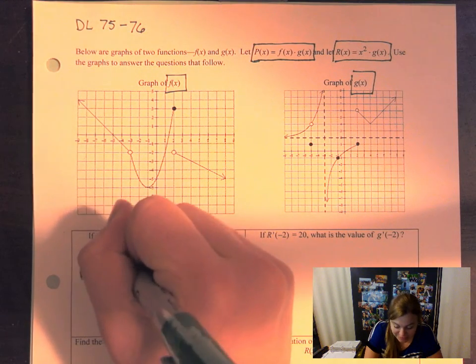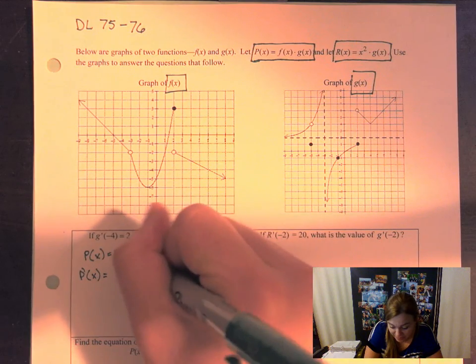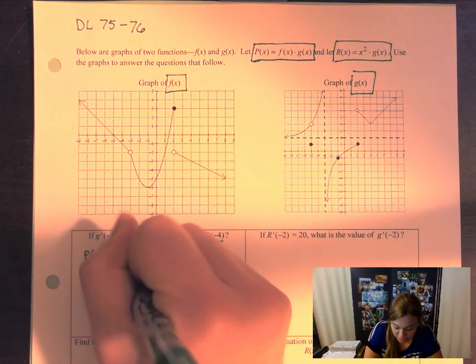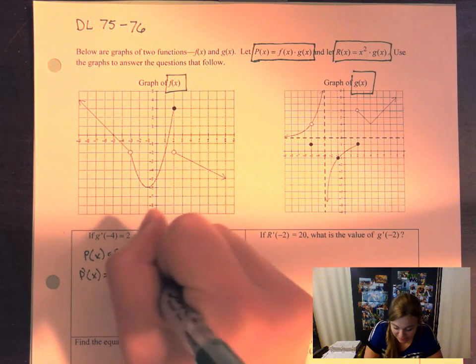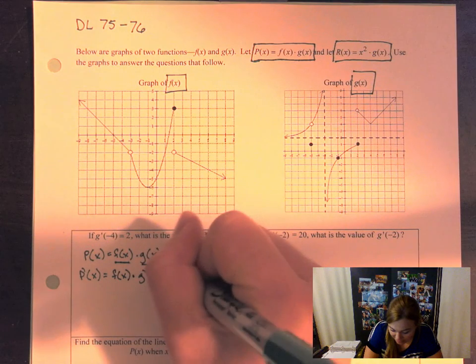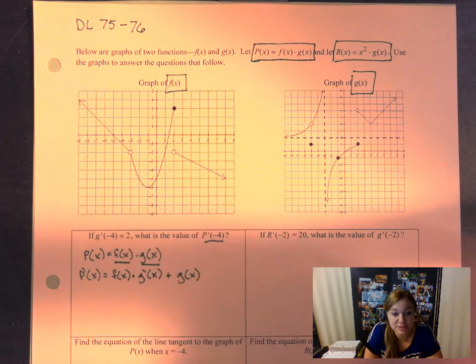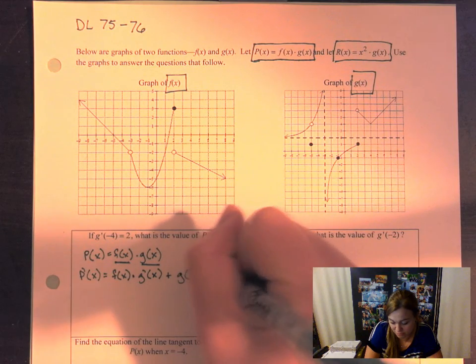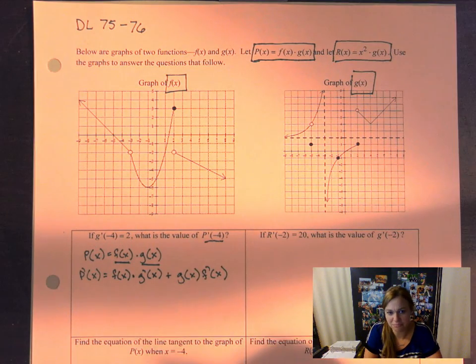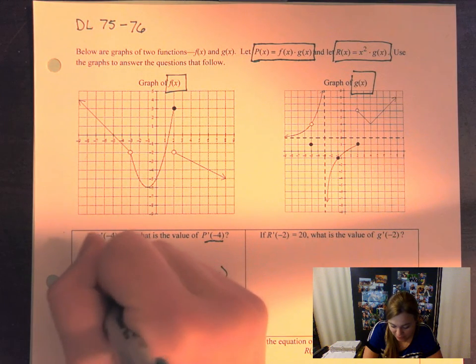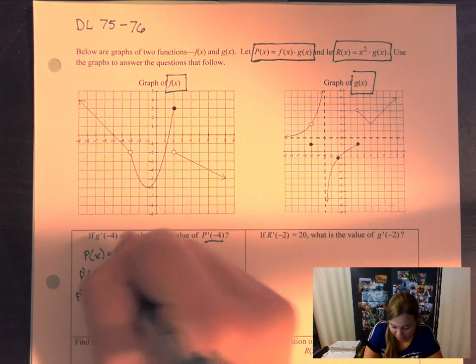So if f of x is my first function and g of x is my second function, I'm going to say first times the derivative of the second, which is just g prime, plus the second times the derivative of the first, which is just f prime. Okay, and then I've got p prime of -4. So anywhere I see an x, I'm going to substitute in -4.